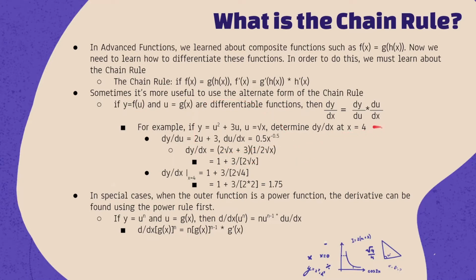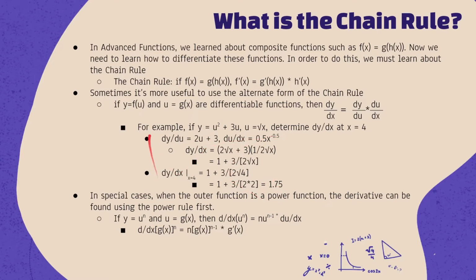Similarly, now that we know what our derivative is, we can plug in 4, and so we get 1 plus 3 divided by 2 square root of 4. The square root of 4 is 2, so you have 2 times 2, which is 4. 3 divided by 4 is 0.75. 1 plus 0.75 is 1.75, and so we got our answer.